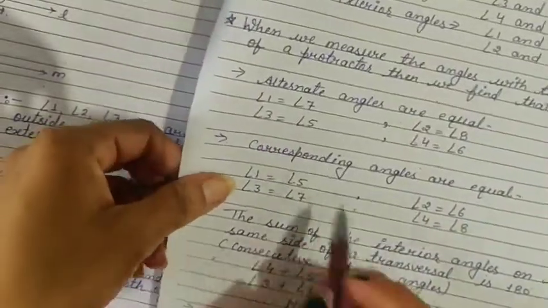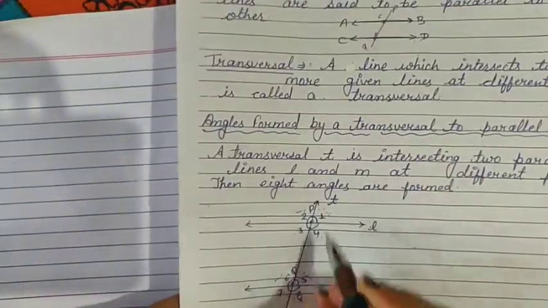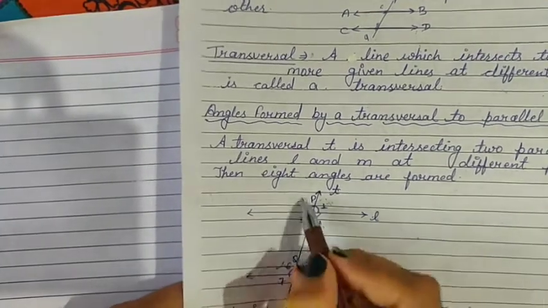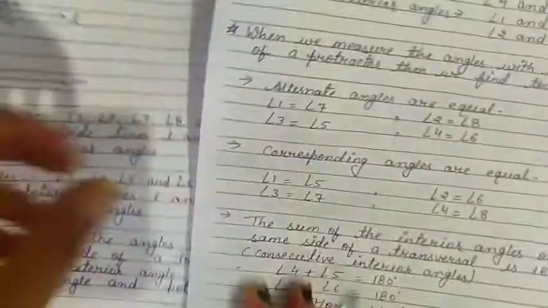And remember one thing, corresponding angles are also equal. It means angle 1 will be equal to angle 5, angle 4 will be equal to angle 8, angle 2 equals angle 6, and angle 3 equals angle 7.